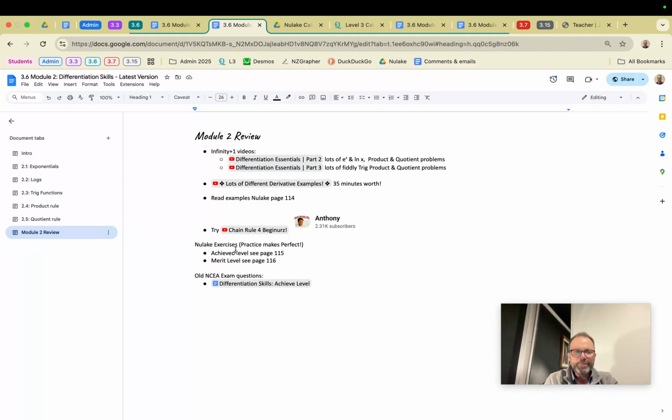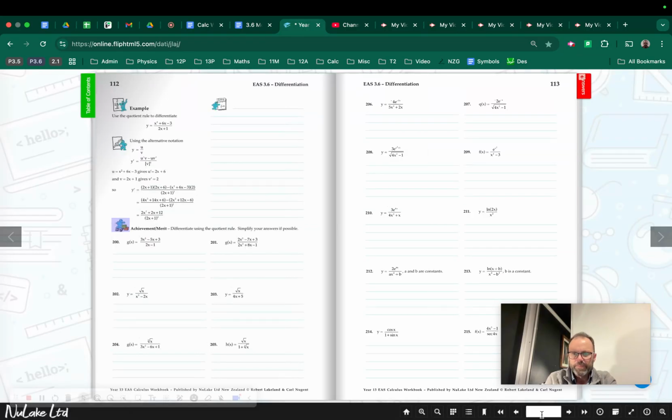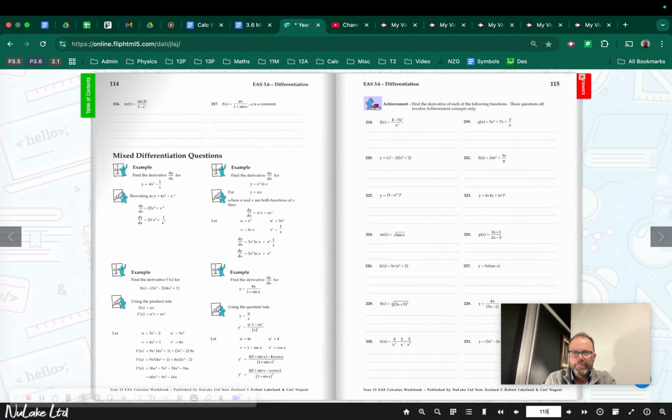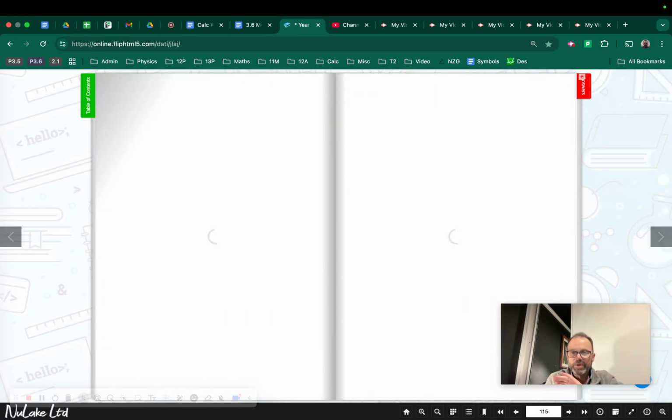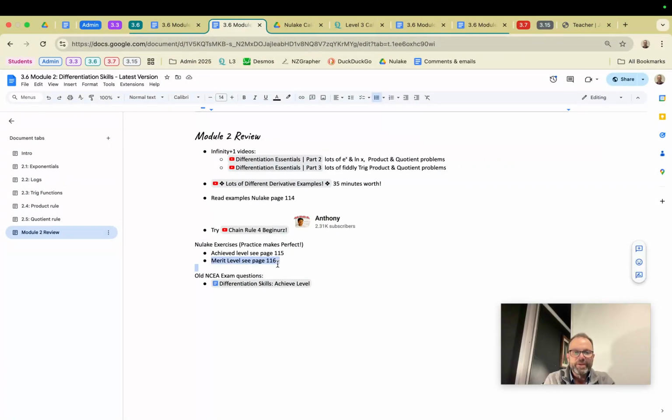If you really want to test your mettle, go look at pages 115 and 116. This is the end, sort of a chapter review in New Lake, and again, some good examples there, and all of page 115. There's some really interesting stuff in there, and it's a good cross section of all the work you've covered. Now it's not going to load, but trust me, by doing those ones there, if New Lake says they're merit, we won't argue. Let's assume their merit level.